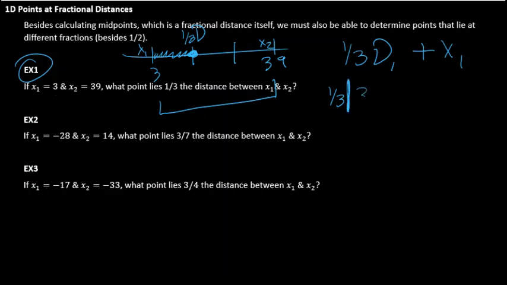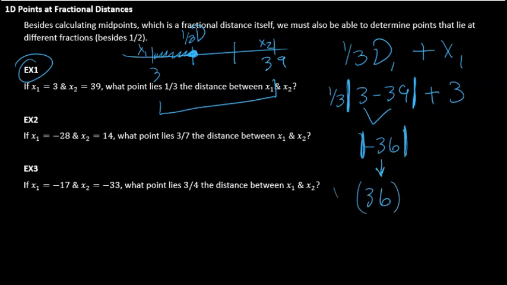So I need to calculate the distance: 3 minus 39's absolute value. And we're going to add that to our start point, 3. Our actual distance, 3 minus 39, is going to leave me with negative 36, and the absolute value of that is just 36.